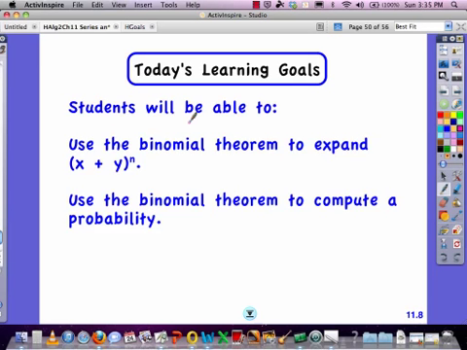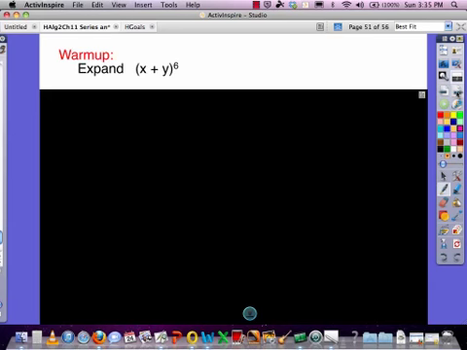Okay, section 11.8 will be all about the binomial theorem and how it works. So you probably read about it, you've seen some ideas, but let's explain some of the ins and outs about it. Using the binomial theorem, we will be able to expand any binomial that is a sum or a difference, and we will use the binomial theorem to compute probabilities. So knowing that, let's start with this warm-up.